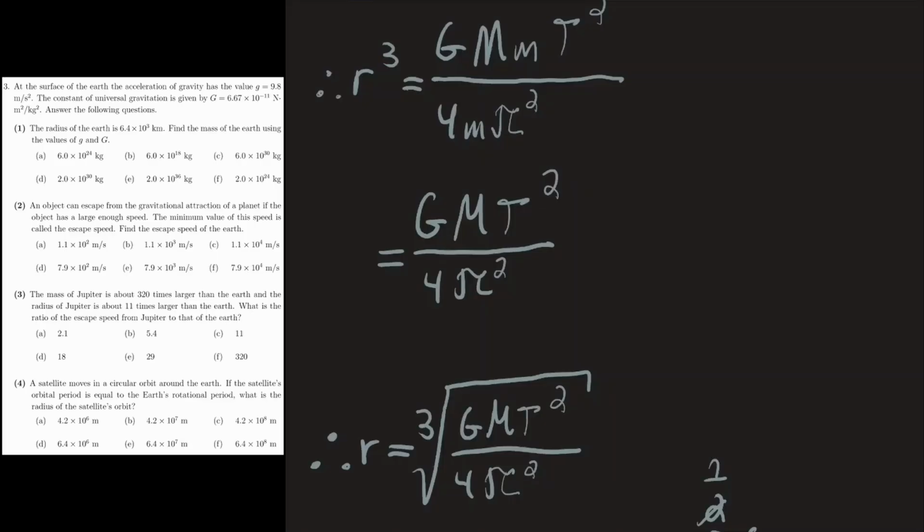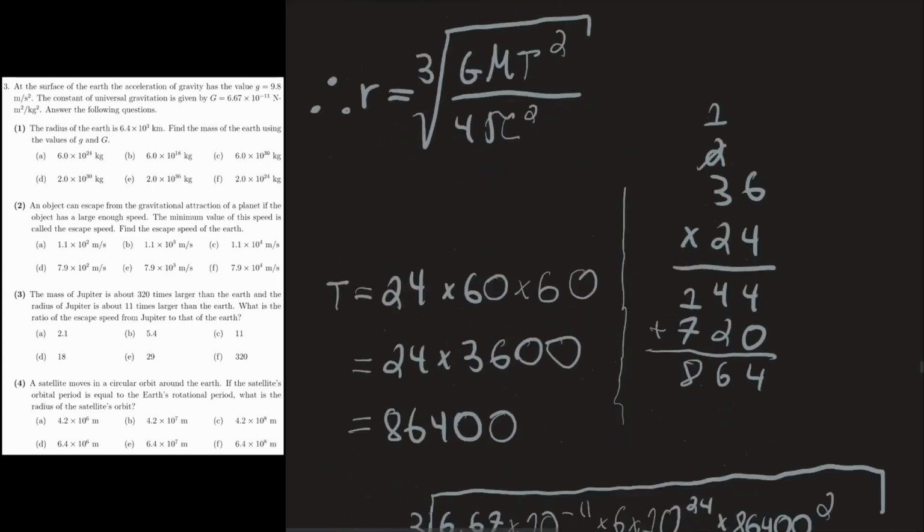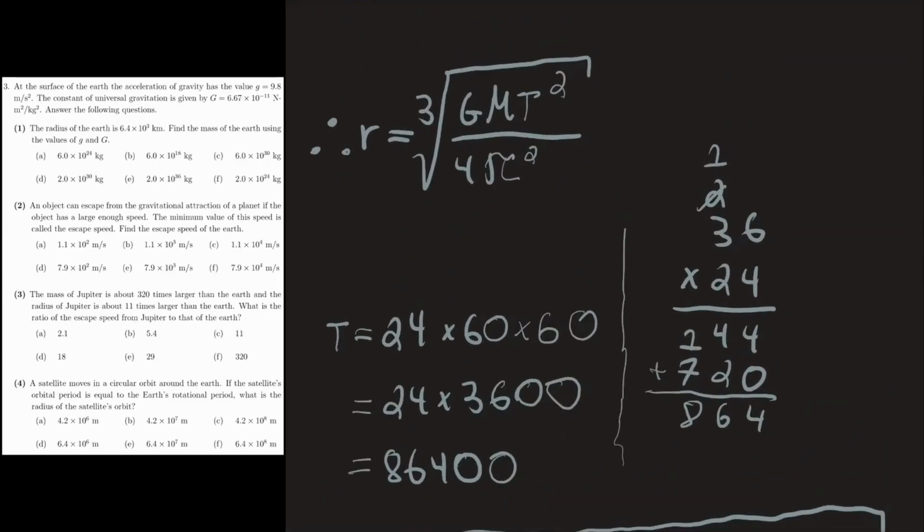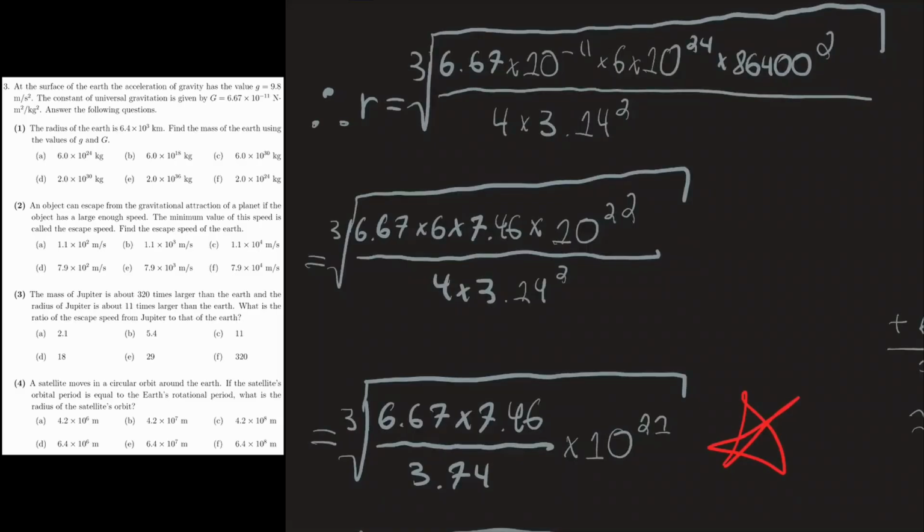So firstly, it says that the orbital period of the satellite is equal to the Earth's rotational period, meaning it orbits the Earth in 1 day. So our period is 1 day, which if you calculate it, you'll find equals 86,400 seconds. Now, I do a lot of arithmetic here. I'm not going to bother explaining it all since it's basically the same as before.